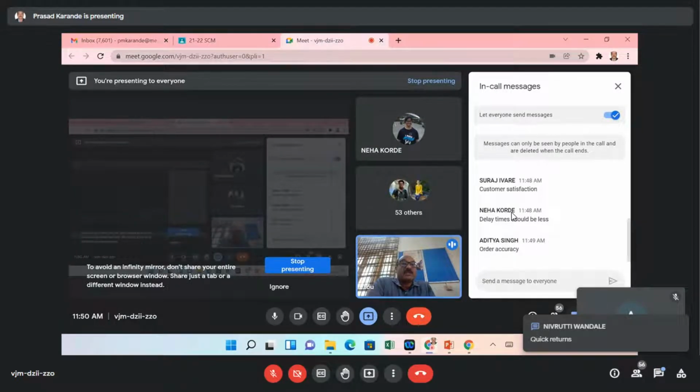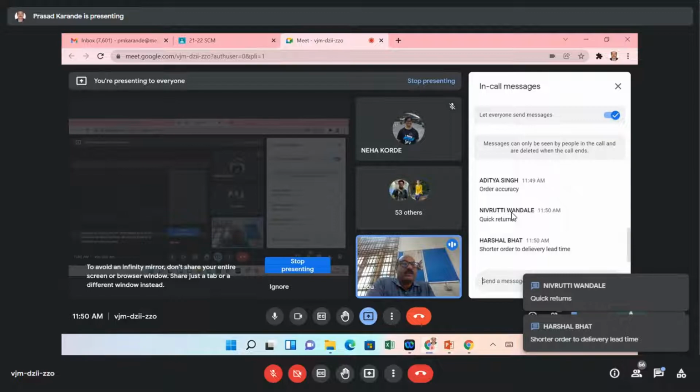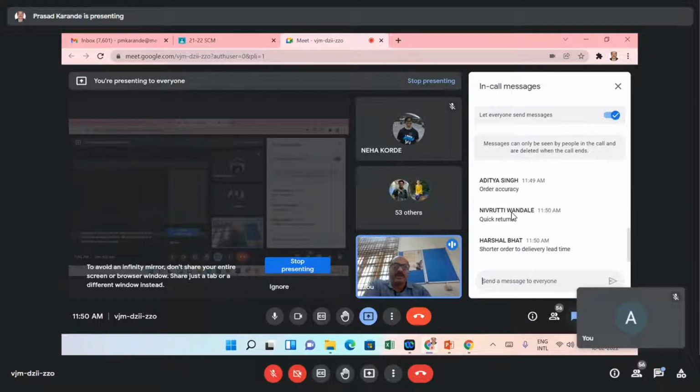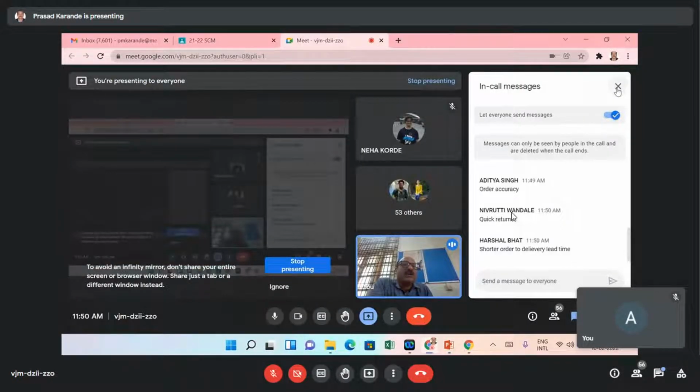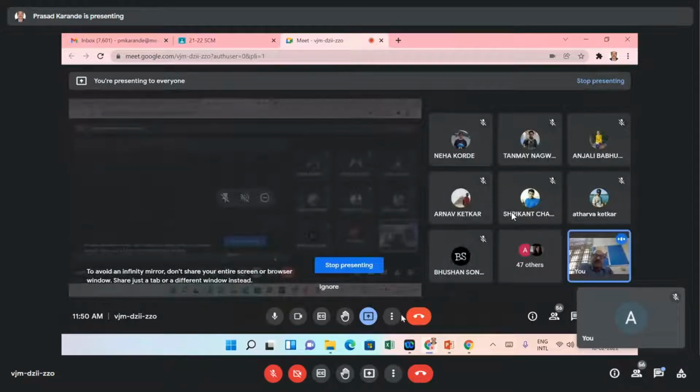Order accuracy, quick returns. This is very important. Shorter order accuracy is very much required for the responsiveness. Okay, you have got the concept. Whenever we are talking about responsiveness and cost, whatever we have discussed here are the responsiveness expectations. Actually, this is the expectation of the customer.